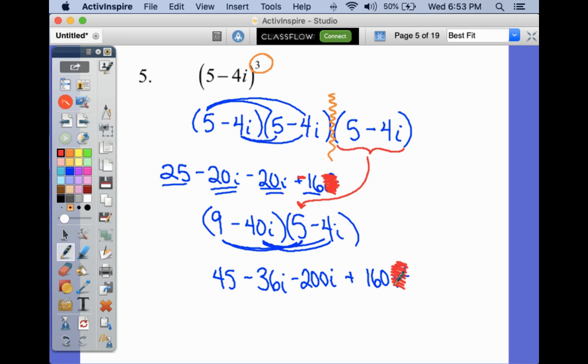That i squared is negative 1, so it changes that 160 to a negative 160. So our like terms, 45 minus 160 is negative 115. And our i's, combining those, minus 236i.